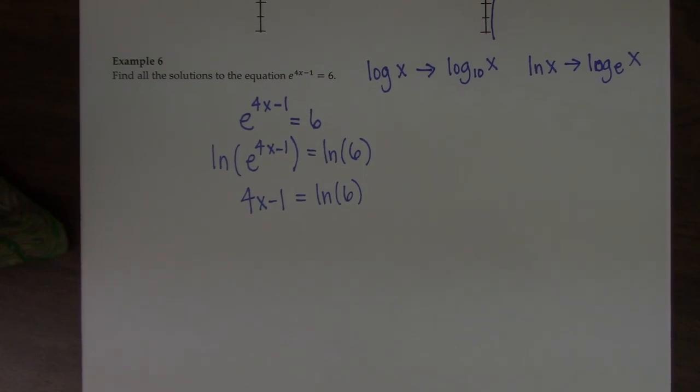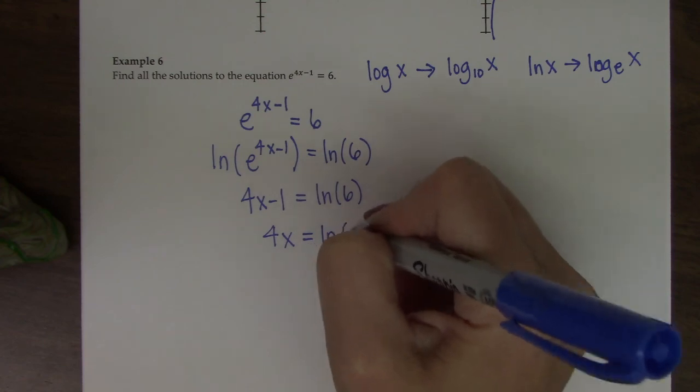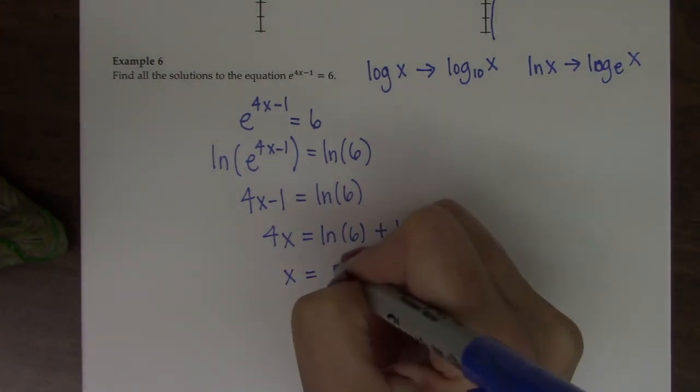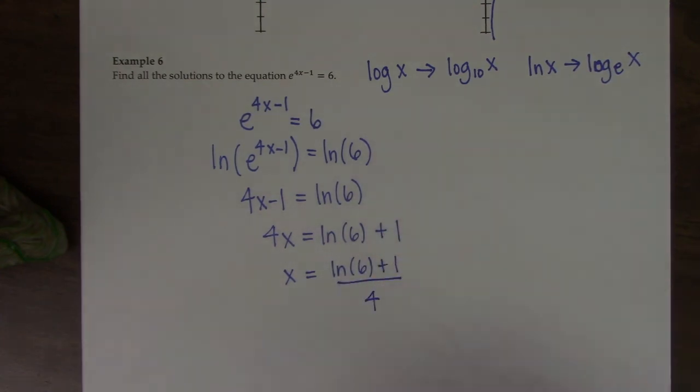And now I'm just going to do algebra to solve for x. So 4x is the natural log of 6 plus 1, and x is the natural log of 6 plus 1 divided by 4.